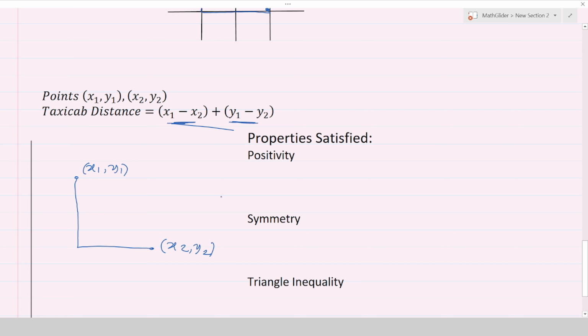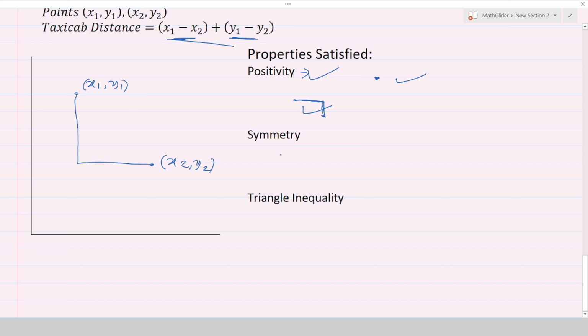Okay. So now let us see the different properties satisfied by this taxicab distance. You can easily see the positivity property. If you take any 2 points, this length will be something, right? So it will be positive. So positivity is satisfied by this taxicab distance. And if you take the same point twice, you can easily see that the distance will be 0.